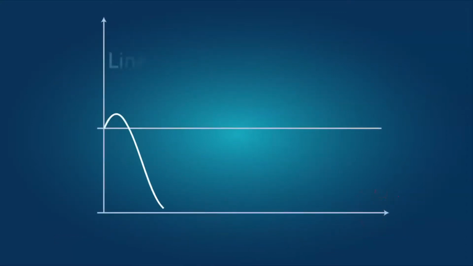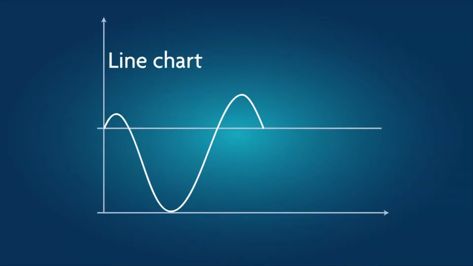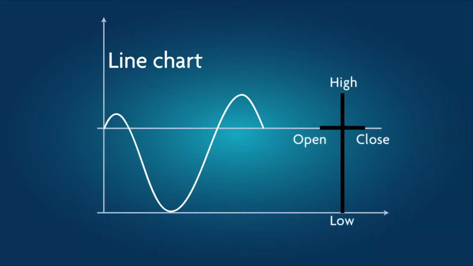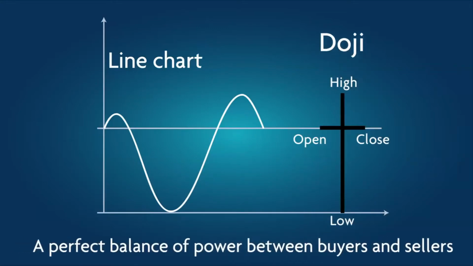Let's take a look at one more Japanese candlestick. When a stock's open and closing prices are identical, the candlestick will not be green or red or any other color because its body will shrink to becoming nothing more than a horizontal line, as you can see here. This candlestick is called a doji, and it indicates indecision, a perfect balance of power between buyers and sellers.